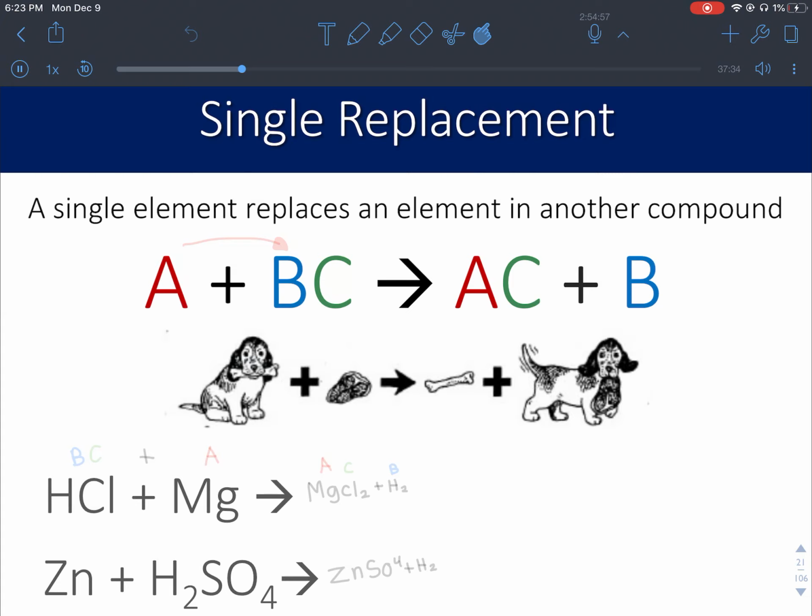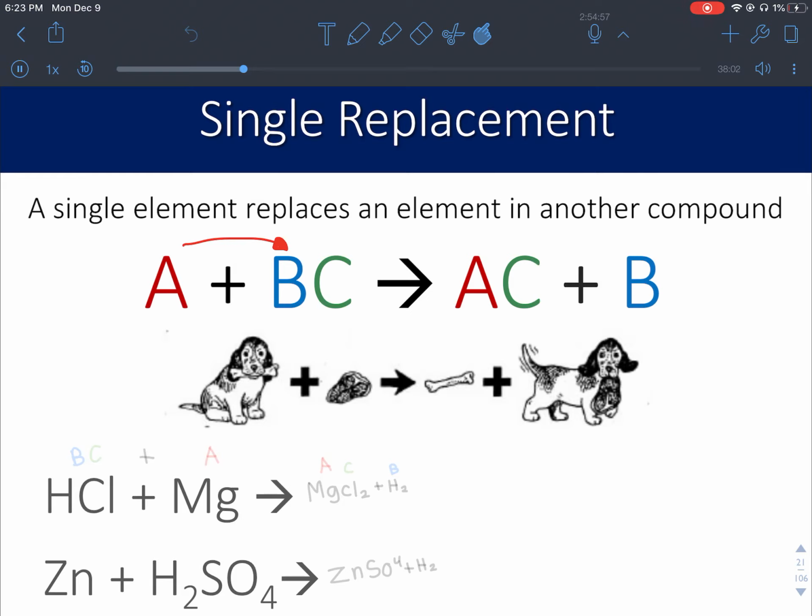Like how they describe this, because single means one, and replacement means it's taking the place of another thing. So you have one thing replacing another in a compound. So A, in this instance, is going to bump out B, so now you have a new compound, AC, and now something new too, B alone. Each of these you have to create something new.